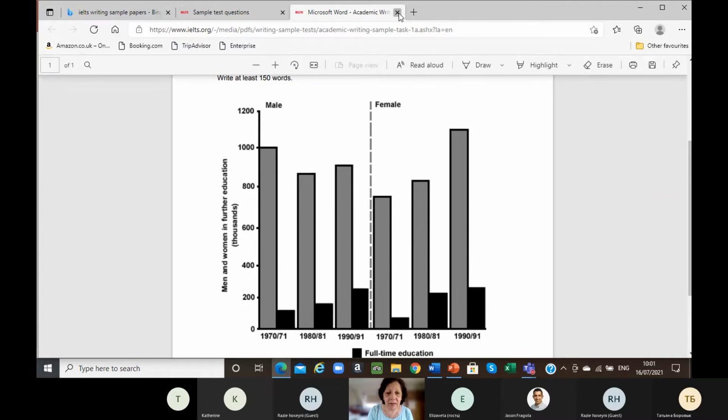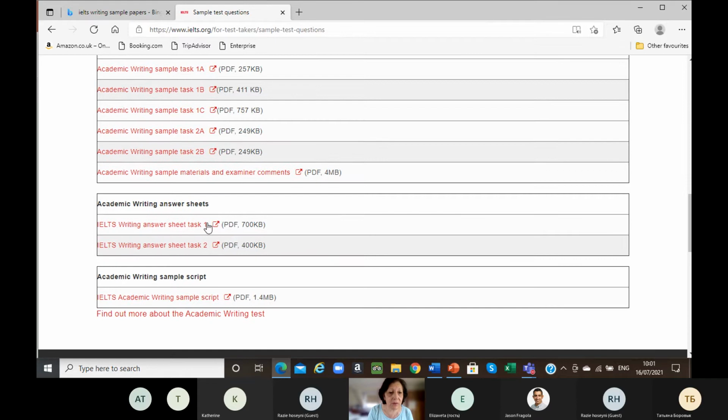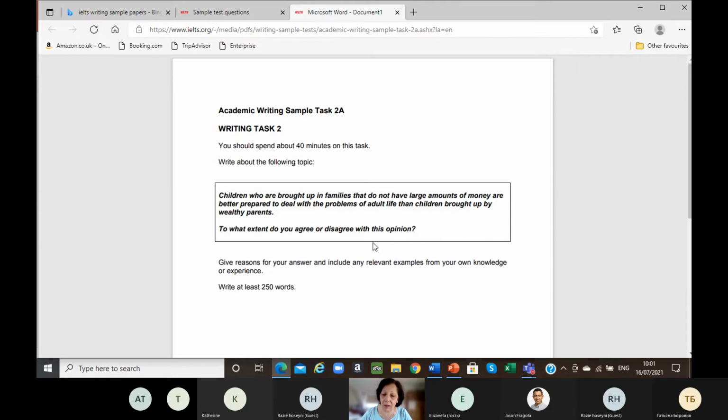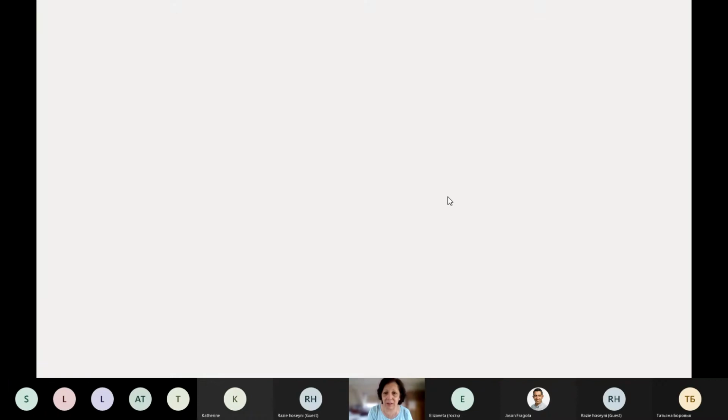The second one will be here, task 2. Here's an example, task 2. I'm not going to look at this today, but this will be the one where you are expected to give an opinion. And it's 250 words. So if you think the whole exam is 1 hour, 150 words for the compare and contrast, 250 words for the opinion essay. And I'm just showing you this today. I'm not going to look at it in detail. What I am going to look at is the task 1 essays.